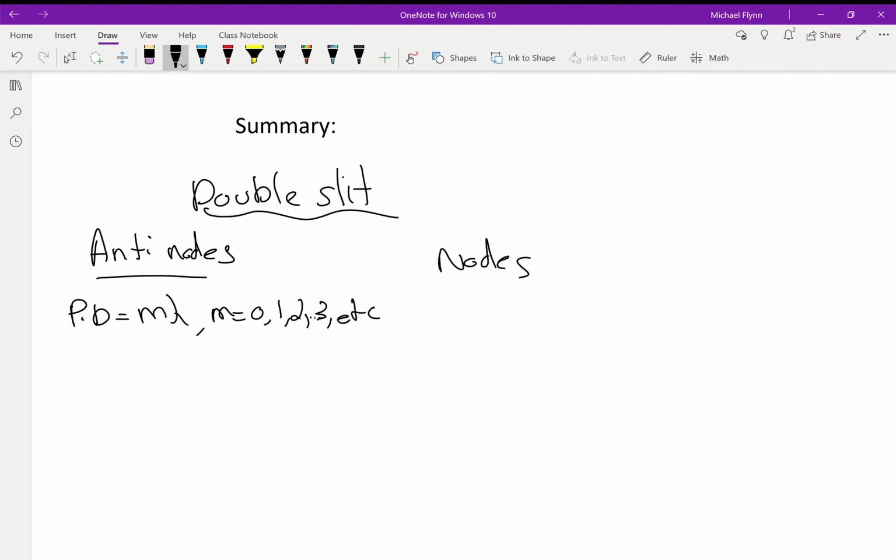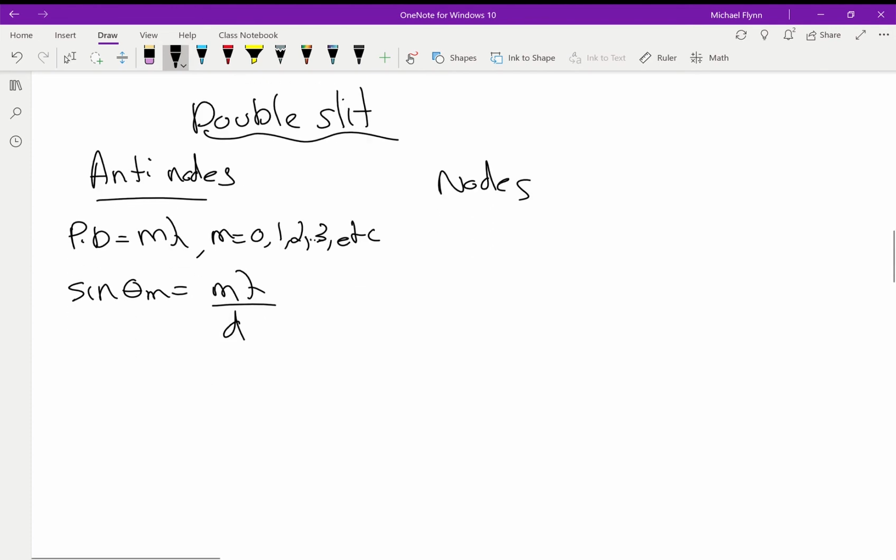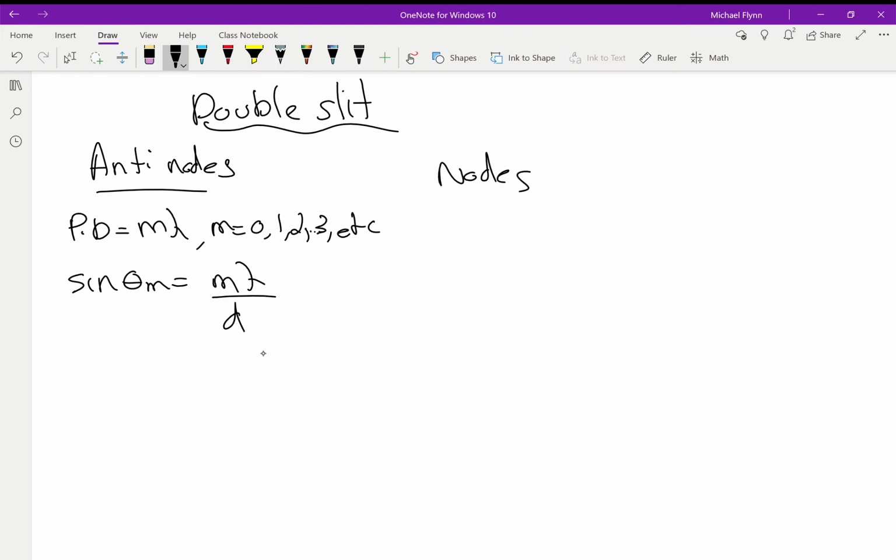Okay, you will get constructive interference. Also, if you get sine theta m equals m lambda over d, constructive interference. And finally, x m over L equals m lambda over d. We didn't really do that formula, but you could. We didn't do the bright ones, we just did the nodes.